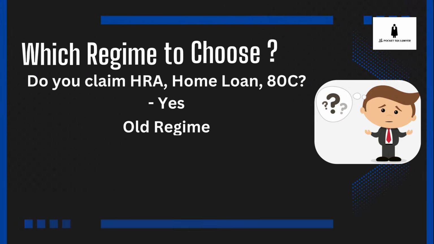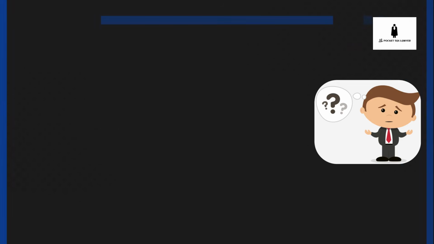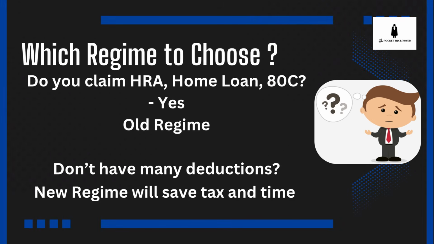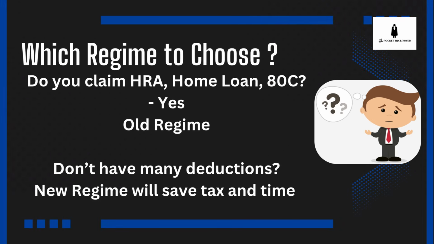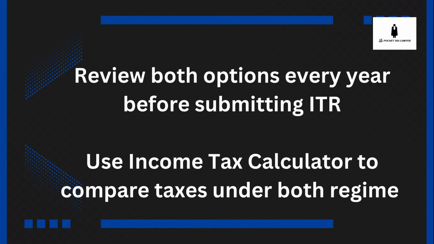So which regime should you choose? Ask yourself, do you claim 80C, HRA, home loan or Mediclaim? If yes, stick to old regime. If you don't have many deductions, new regime might save you time and tax. You can switch every year before filing, so review both options before submitting your return. Use the income tax calculator on the IT portal to compare both regimes instantly.